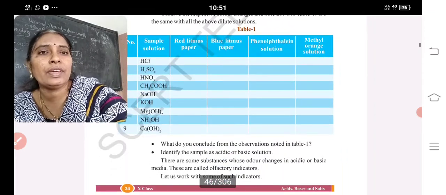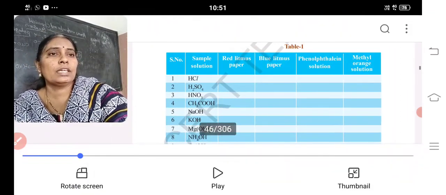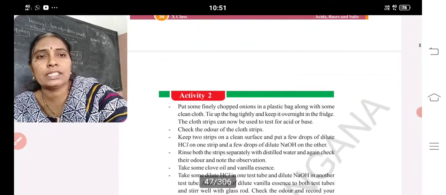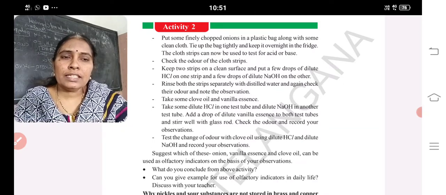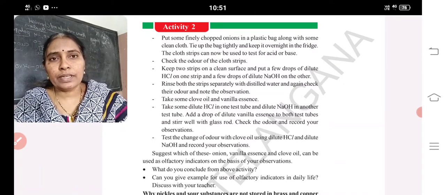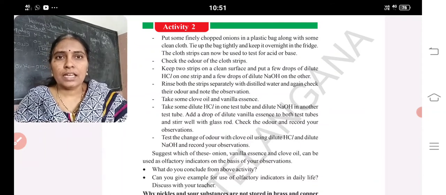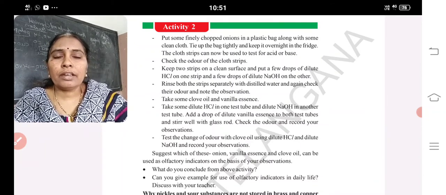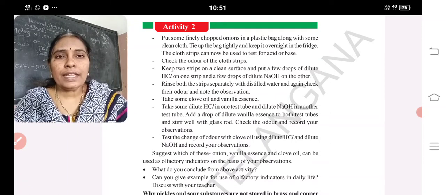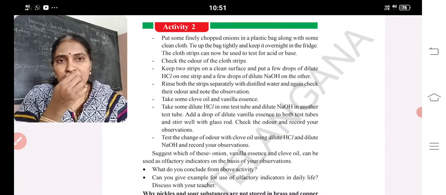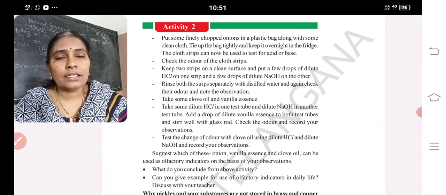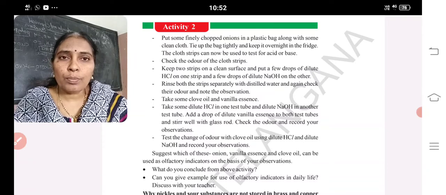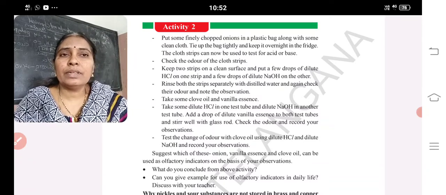And chemical properties of acids are given here. Phenolphthalein, methyl orange, we are going to discuss now itself. What are olfactory indicators? If any substance changes its odor in acidic and basic mediums, such substance is said to be an olfactory indicator. For that, take finely chopped onions and pack them in a cloth and place it in the refrigerator the whole night. Next morning, keep aside the onions and take that cloth, cut it into 2 equal parts and dip in acidic and basic medium. It changes its odor.